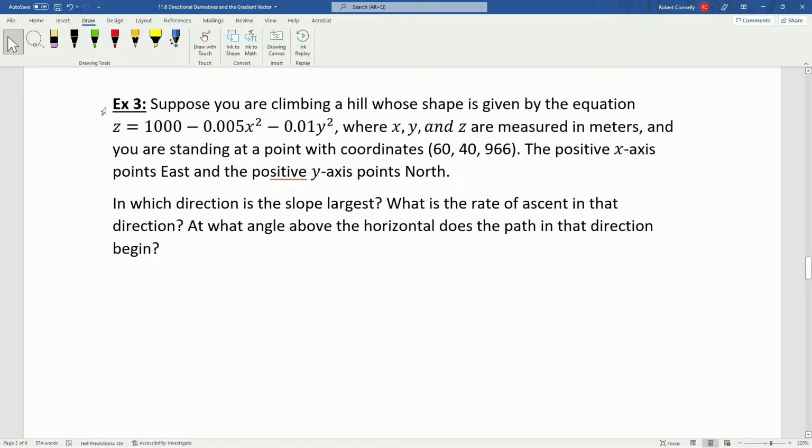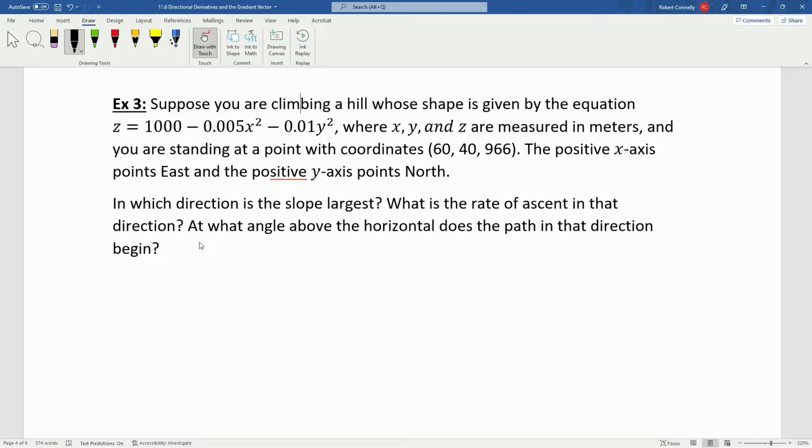Suppose that you are climbing up a hill whose shape is given by the equation z equals 1000 minus 0.005x squared minus 0.01 y squared, where x, y, and z are measured in meters, and you are standing at a point with coordinates 60, 40, 966. The positive x-axis points east and the positive y-axis points north. So in which direction is the slope largest? What is the rate of ascent in that direction? And what angle above the horizontal does the path in that direction begin?